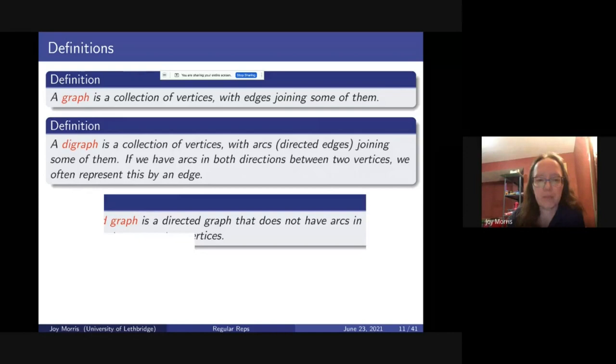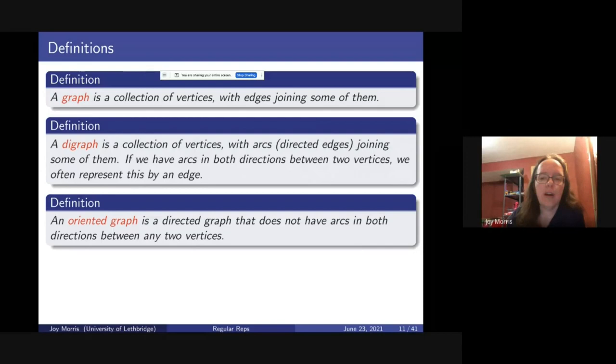And an oriented graph is a directed graph that does not have arcs in both directions between any two vertices. So it's what you might get if you start with a graph and you have to choose for every edge in that graph whether it goes one direction or the other direction. You're not allowed to let it go in both directions. That's an oriented graph.